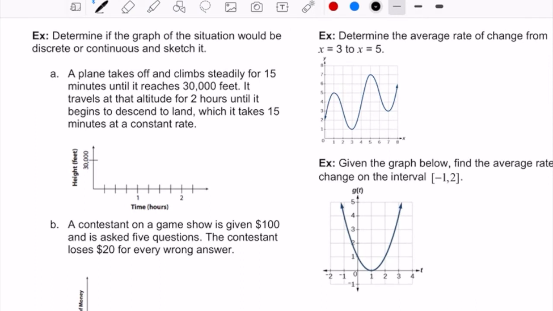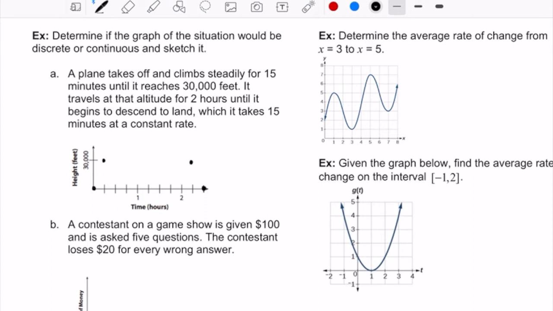So on this next one, we're determining if the graph of the situation would be discrete or continuous, and then we're making a sketch of the graph. A plane takes off, we'd assume from the ground, and climbs steadily for 15 minutes until it reaches 30,000 feet. It travels at that altitude for 2 hours, so until 2 hours and 15 minutes, it's at that altitude, until it begins to descend to land, which takes 15 minutes at a constant rate.